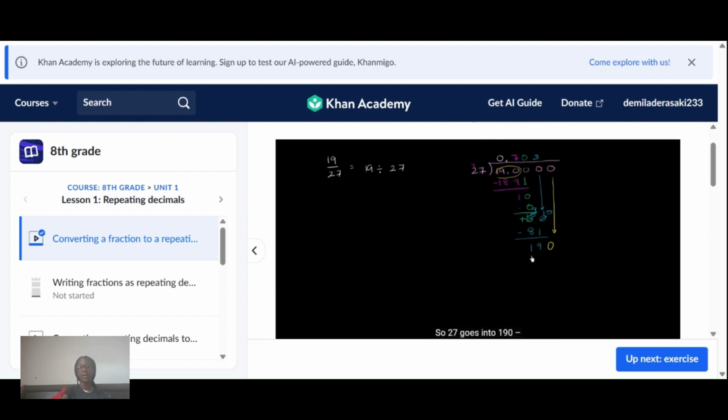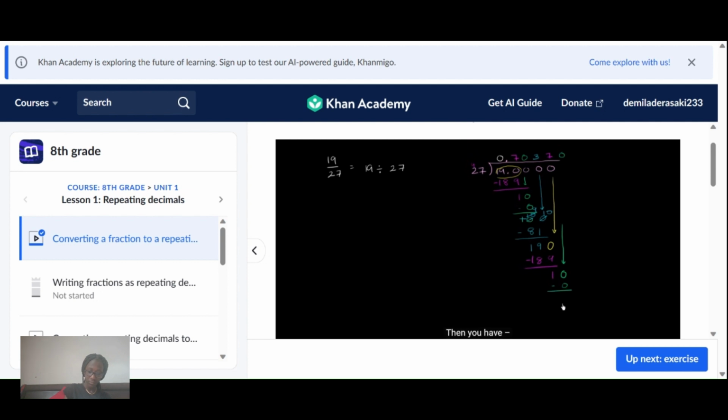So 27 goes into 190. We already played this game. It goes into it 7 times. 7 times 27 we already figured out was 189. We subtracted. You had a remainder of 1. Then we brought down another 0. We said 27 goes into 10 0 times. 0 times 27 is 0.